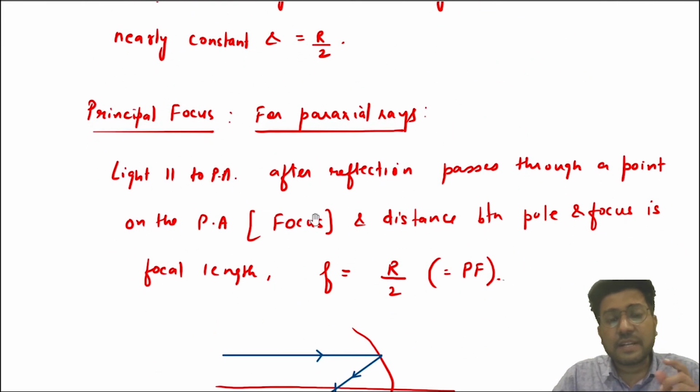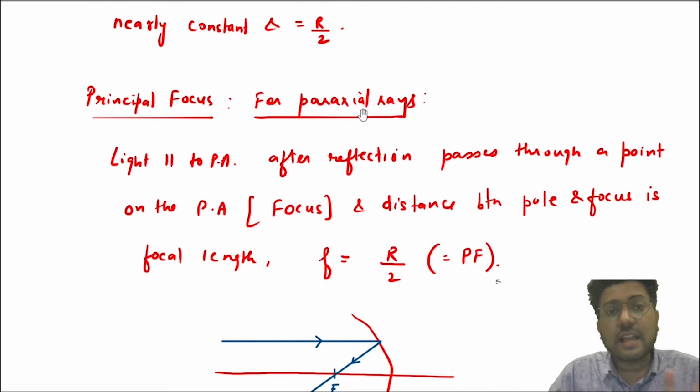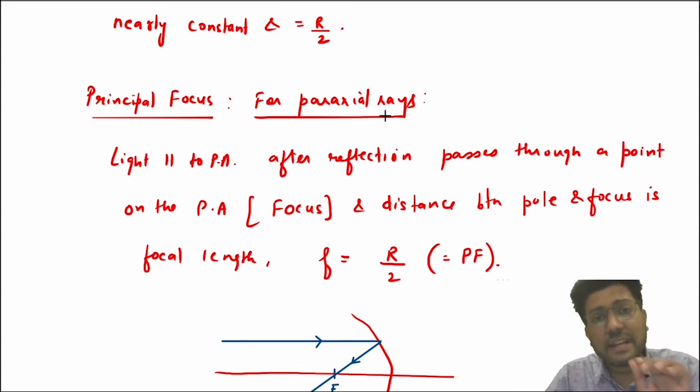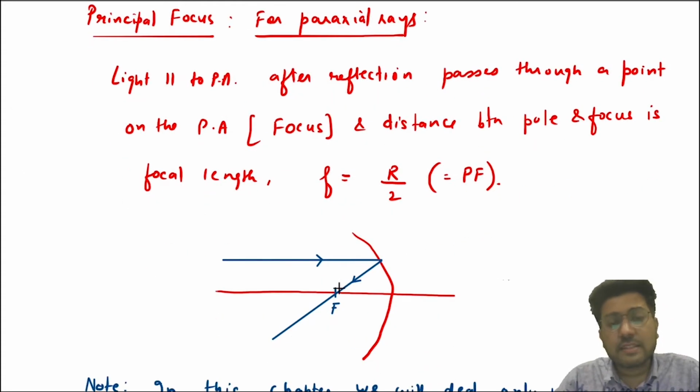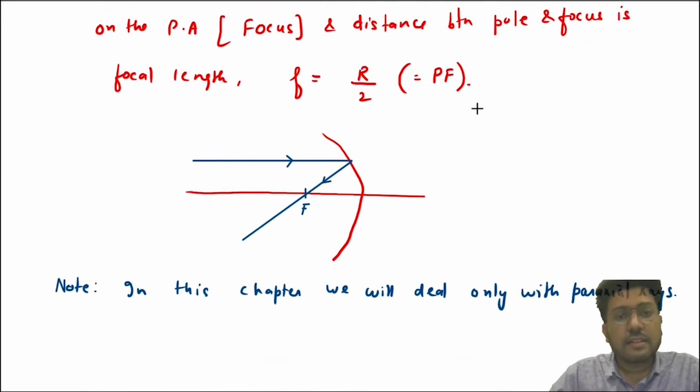So again, I'll repeat. For paraxial rays, I'll define the principal focus first. For paraxial rays, this is very important, we have underlined it. For paraxial rays only, light parallel to the principal axis, after reflection, passes through a point on the principal axis, or it might appear to pass through a point on the principal axis. So for a concave mirror, it actually passes through this point on the principal axis.